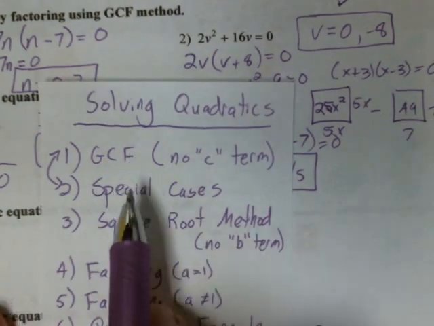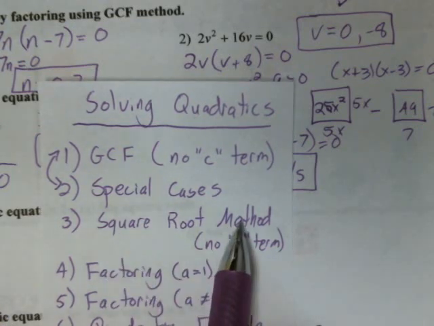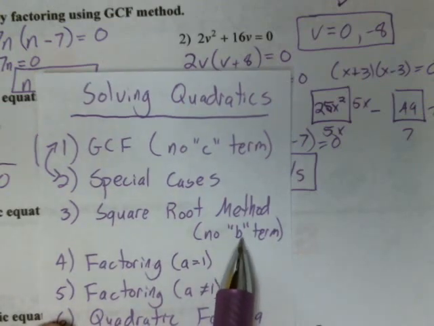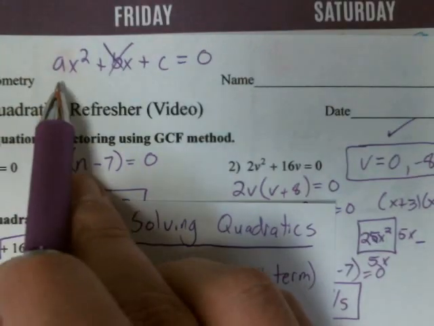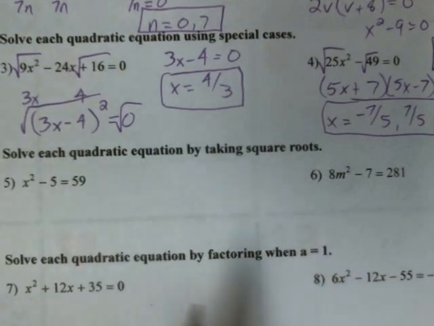If I can't pull out a GCF, if I can't do a quick shortcut special case, let me see if I can do the square root method. That's the next easiest. Now, guys, on this one, you can only do the square root method when you don't have the B term, okay? So when I don't have that B term, all I have is an AX squared and a C term, that's when I can use the square root method. So let's take a look.